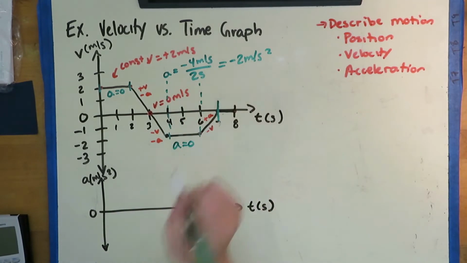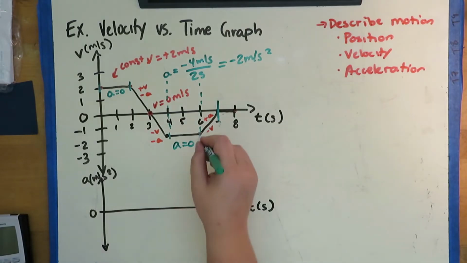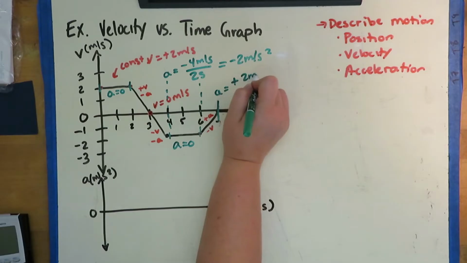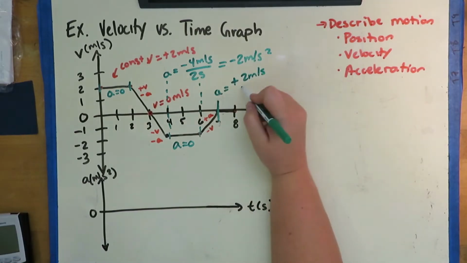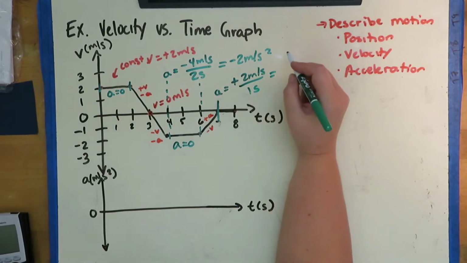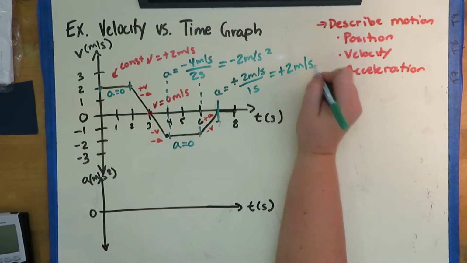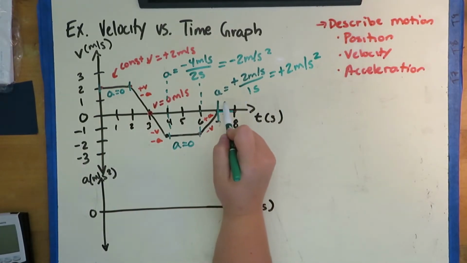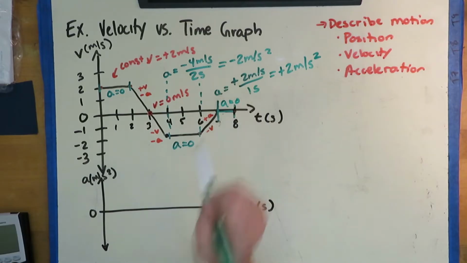And then for this section, we have a speed change of 2 meters per second, and that takes place in only 1 second. So that is an acceleration of positive 2 meters per second squared. And then here we go back to having an acceleration equal to 0 for the last second.